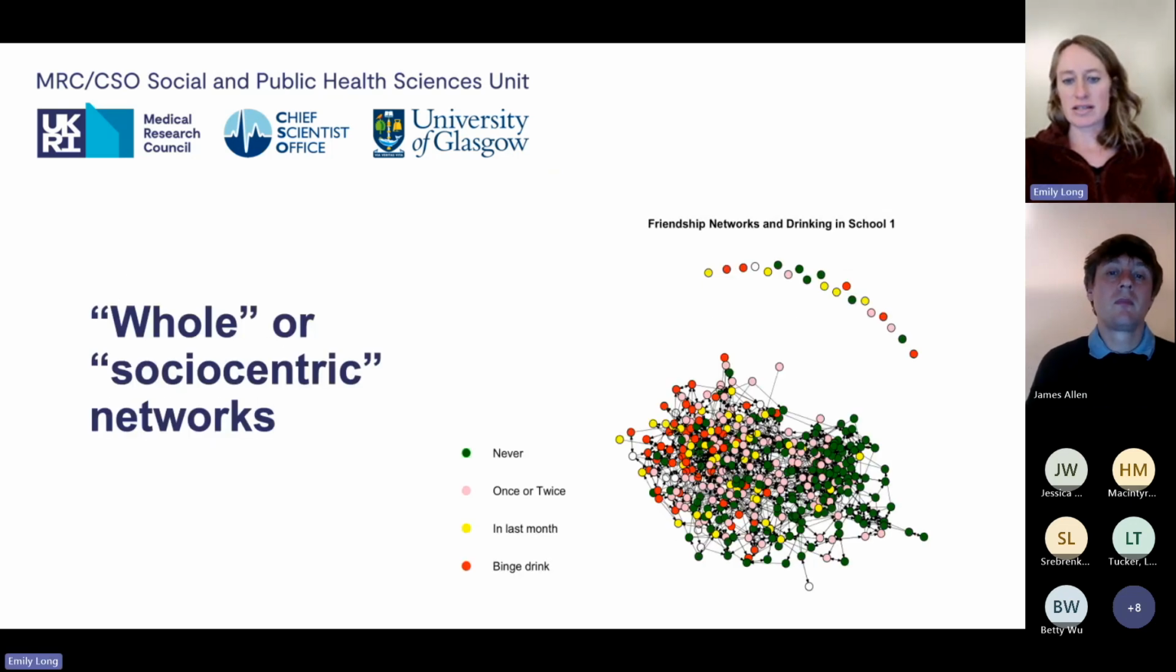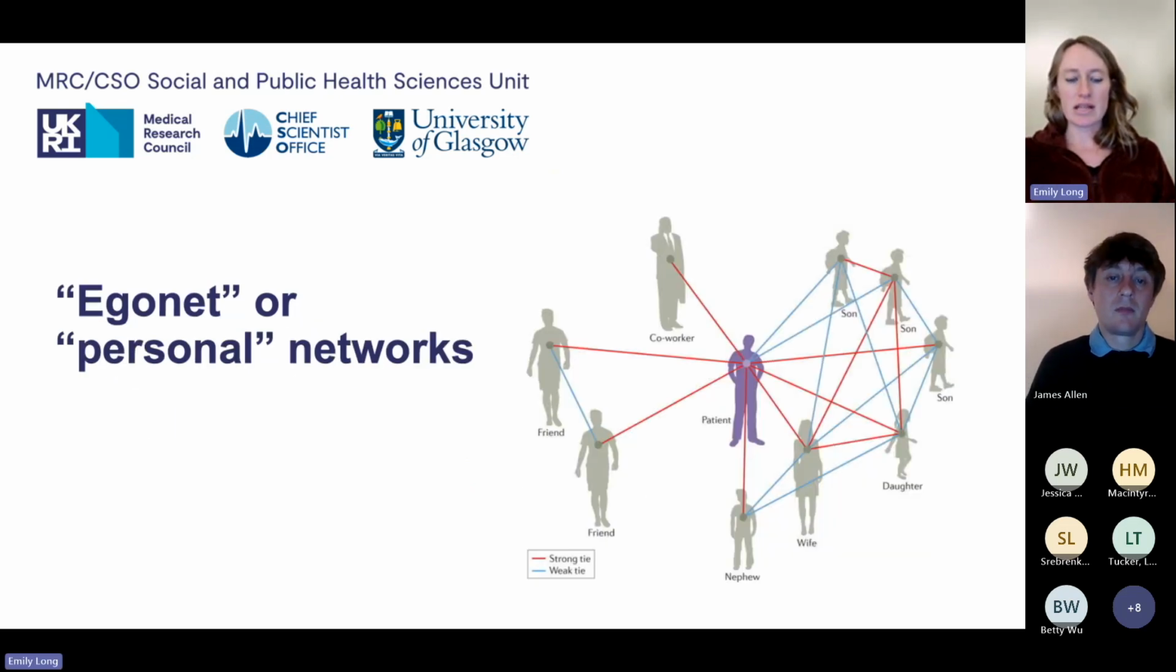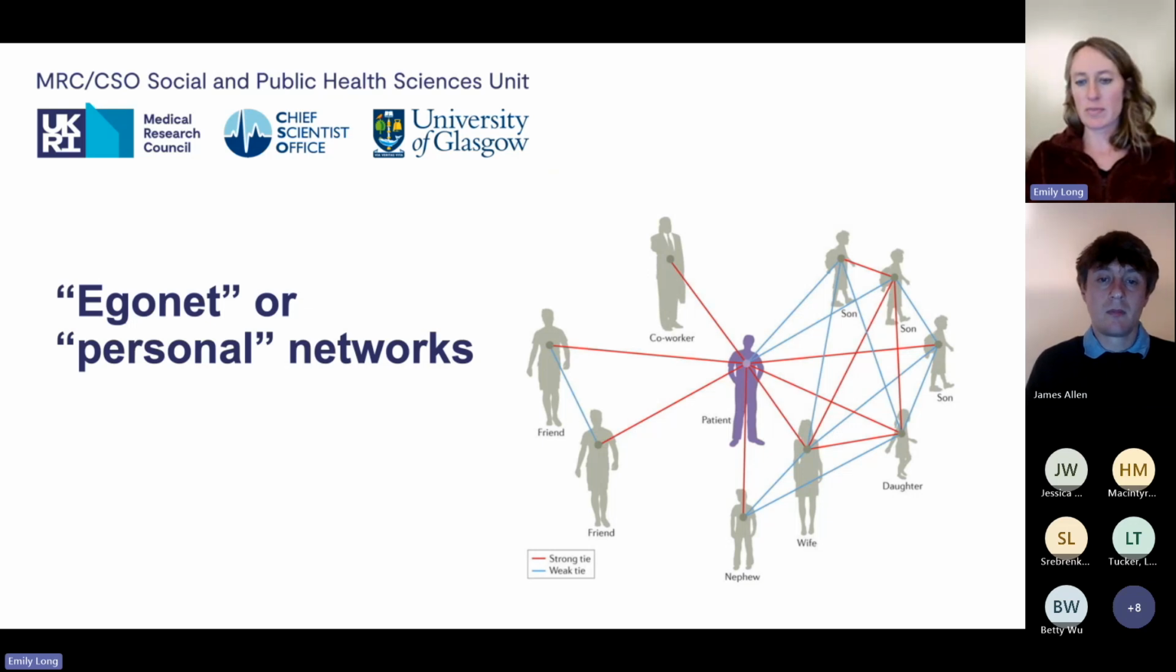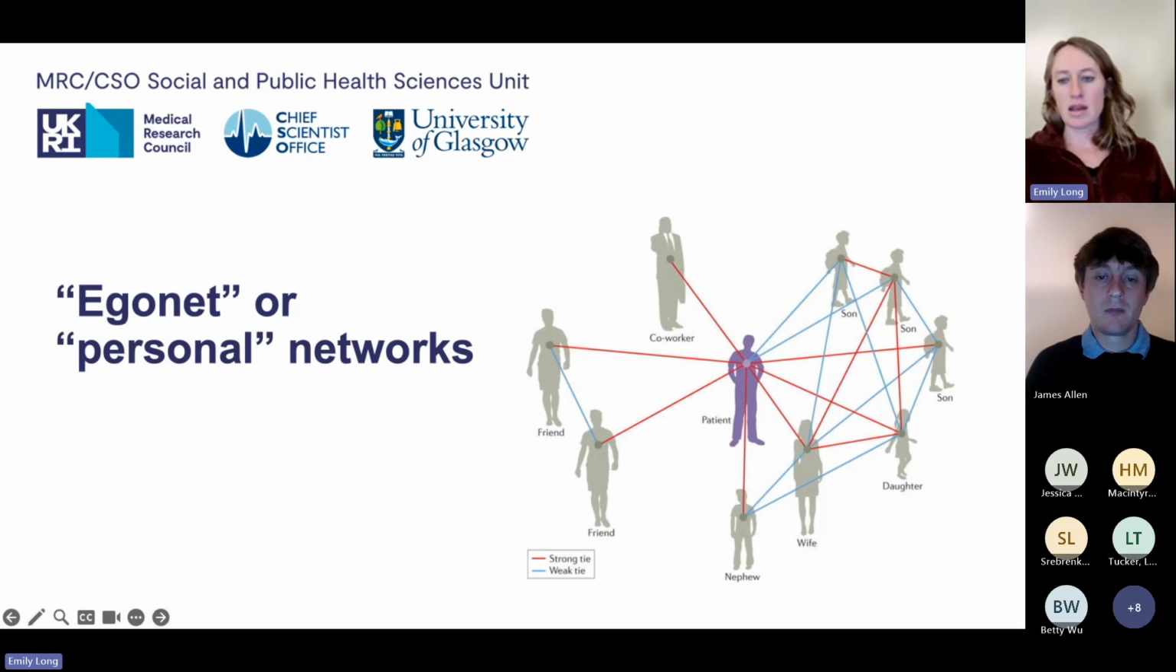So this is an example from long, long ago, and one of the first plots that I ever made, looking at friendship and drinking in a US high school. And then this is an EgoNet or personal network where you have the perspective of the patient in the middle, and then people that are important for their health surrounding them, with the color of these ties indicating whether that is a strong social relationship or a more weak tie.